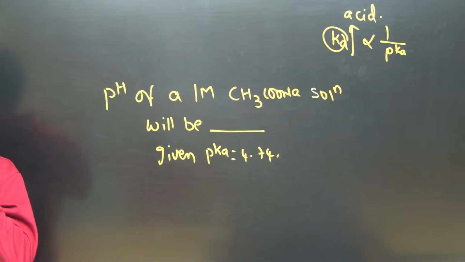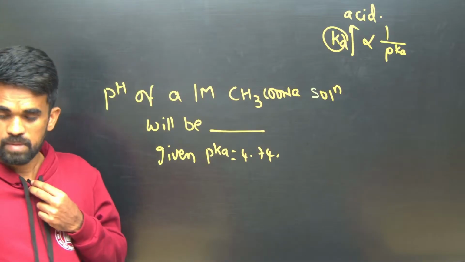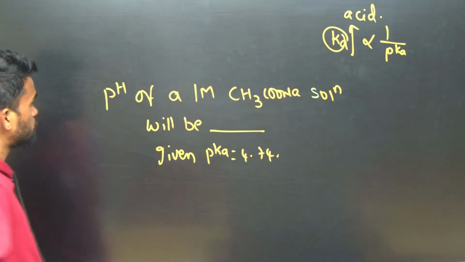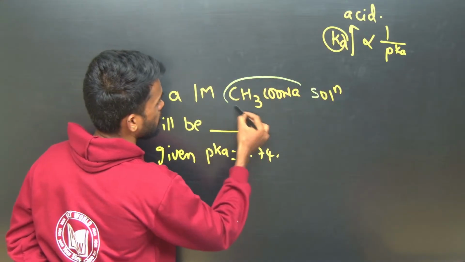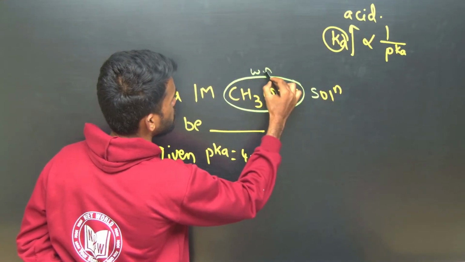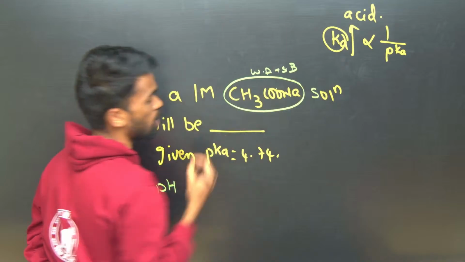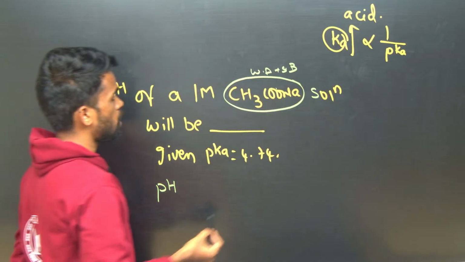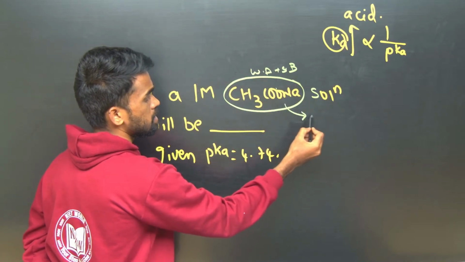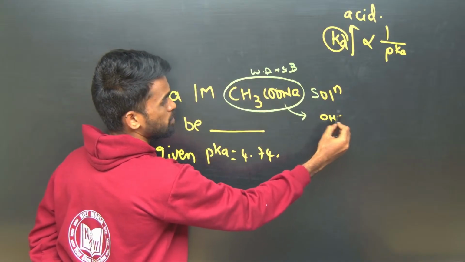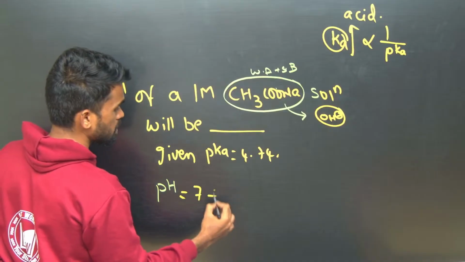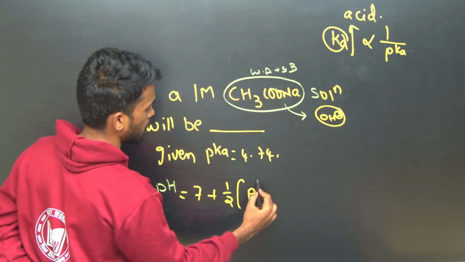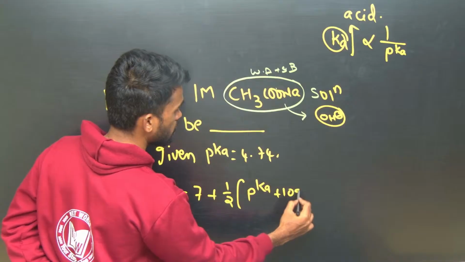Log 1 is 0. So, see what type of salt they are given? This salt is formed by weak acid, strong base. Upon hydrolysis it gives OH minus ion, so the resultant solution is basic. So pH will be 7 plus half into pKa plus log C.